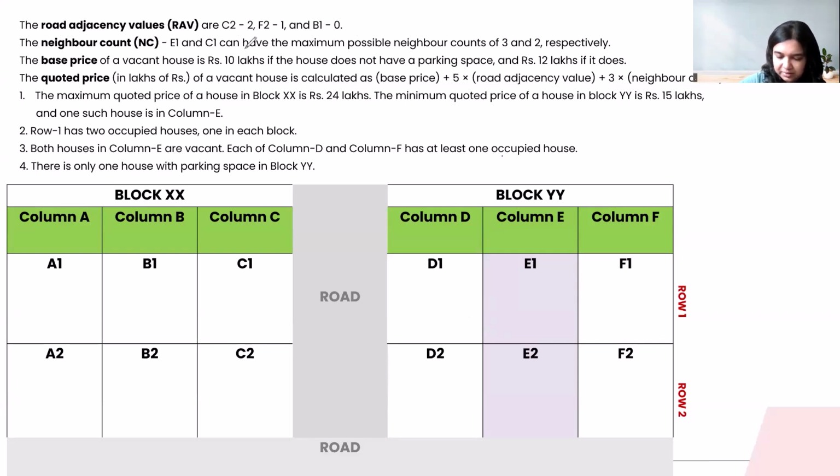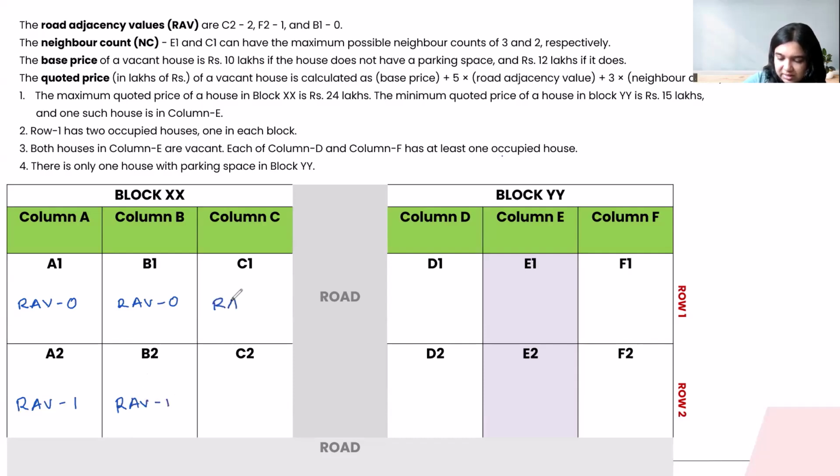So going by A1, we know that the road adjacency value is the number of roads that are adjacent to a particular flat or to a particular house. For A1, there is no road which is adjacent to the house. That means the RAV for A1 is 0. The RAV for A2, however, there is one road which is adjacent to A2, which is this road, the horizontal road, which means the RAV will be 1. For B1, the RAV will be 0 again because there are no roads adjacent to B1. For B2, the RAV is 1.